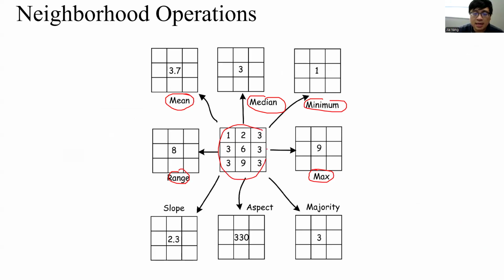So the median is 3. The mean is 3.7, and the minimum is 1, the maximum is 9 here. The range is 8. So this is from the minimum to maximum.